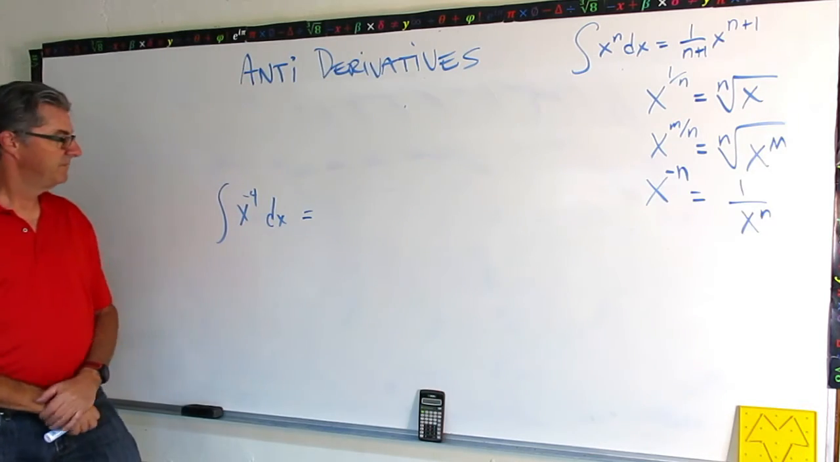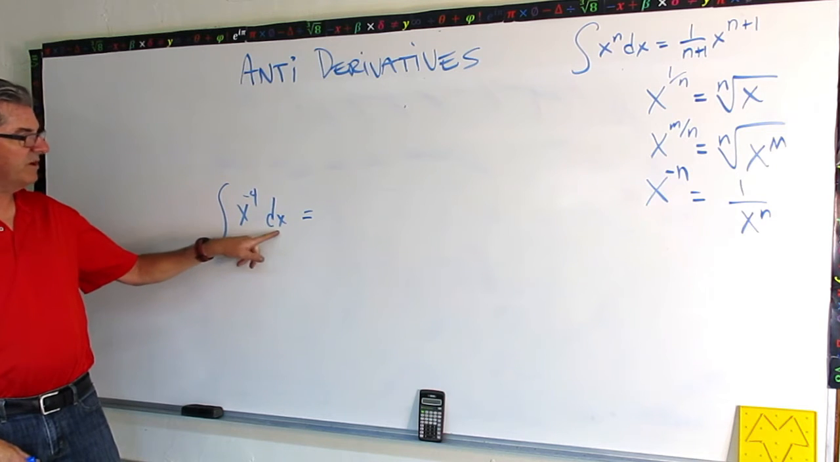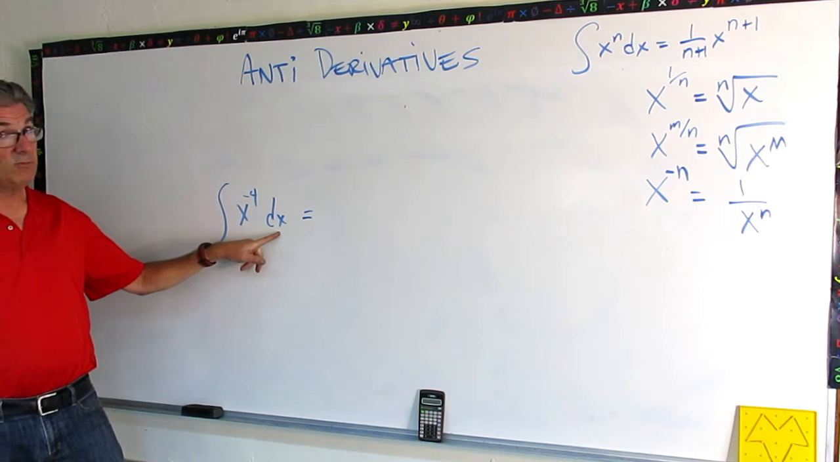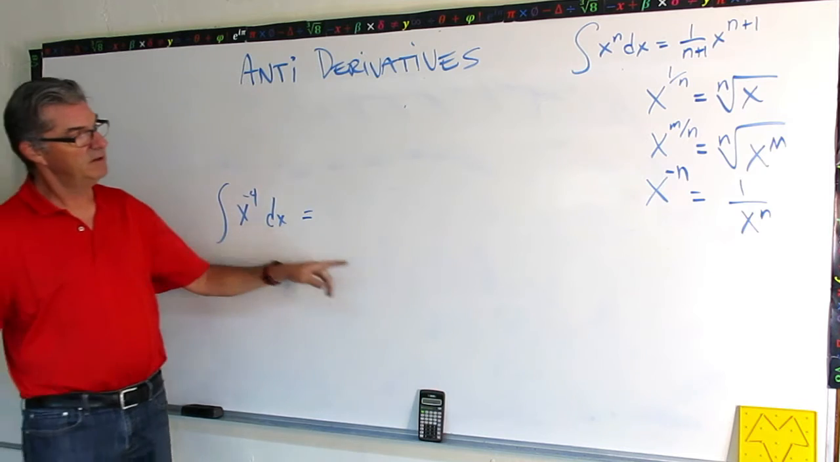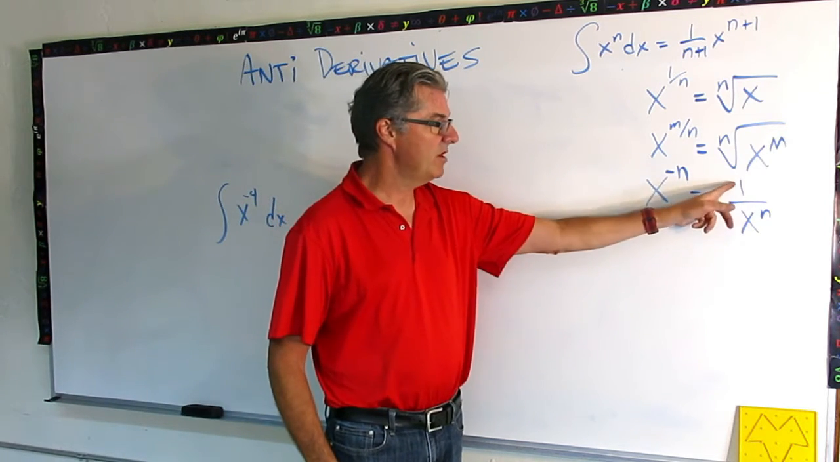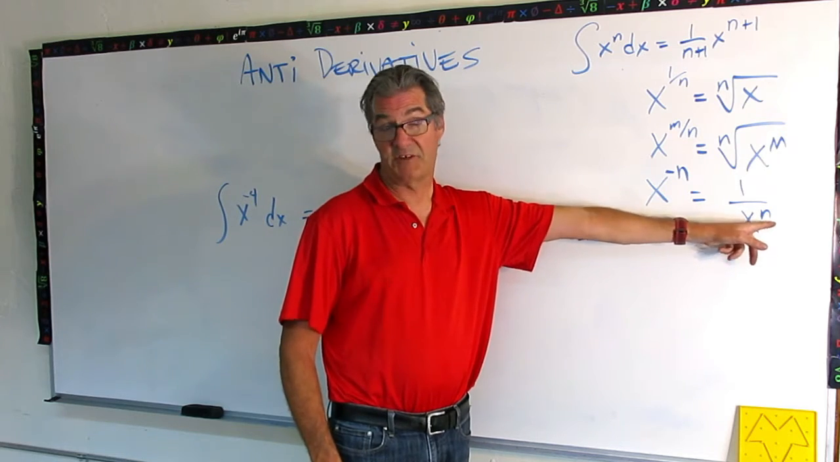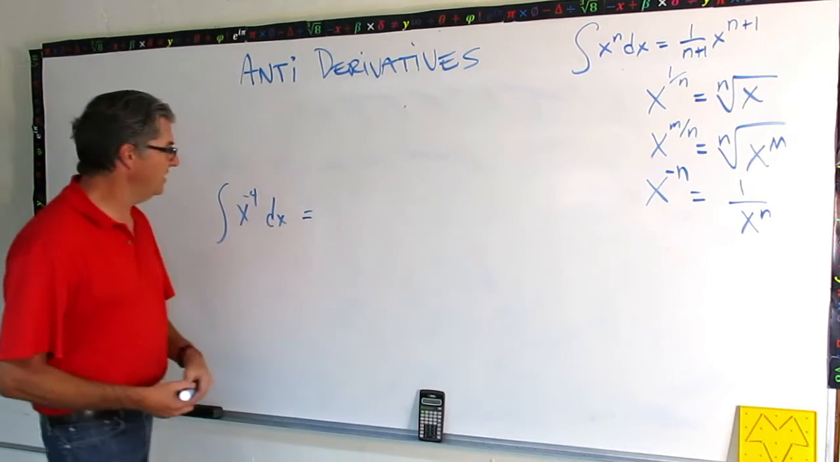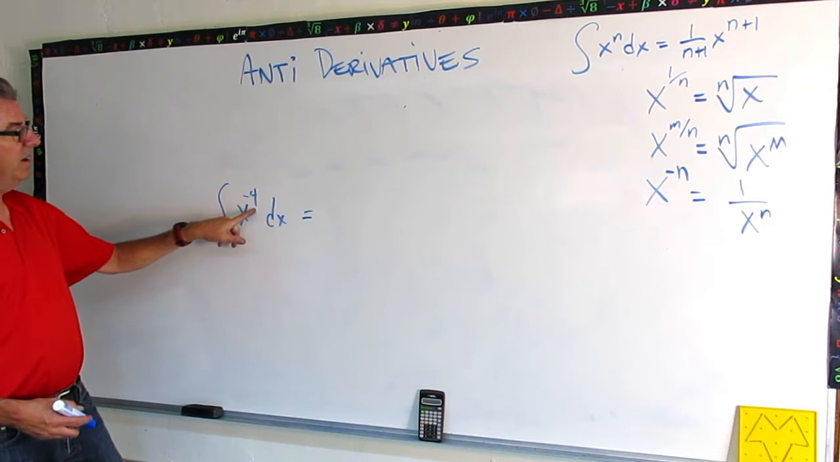Okay, let's do another one. Here's x to the -4 dx. Now I want to call your attention to one more power rule that you're going to need to know. X to the minus n, negative power, is just 1 over x to that same power, but now positive. That's all that is, okay? So let's take a look. X to the -4 dx.